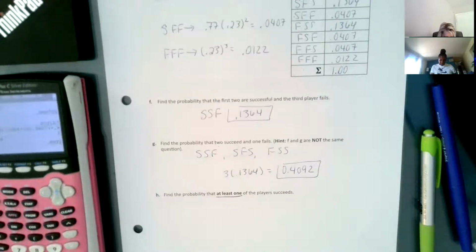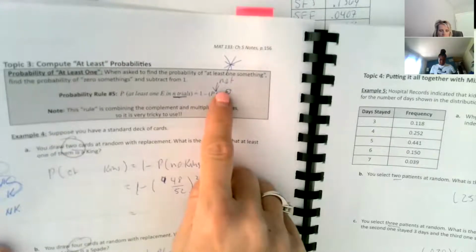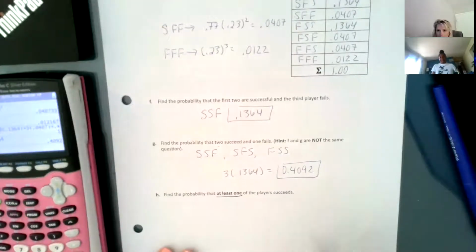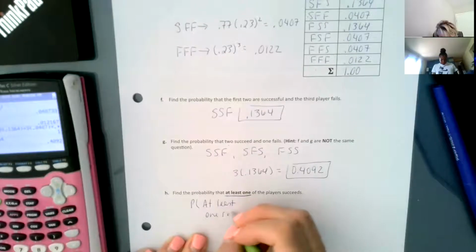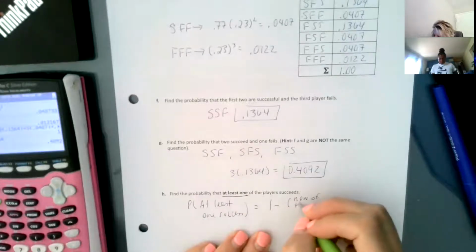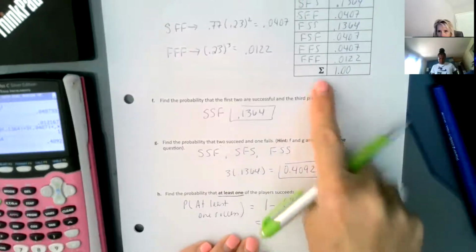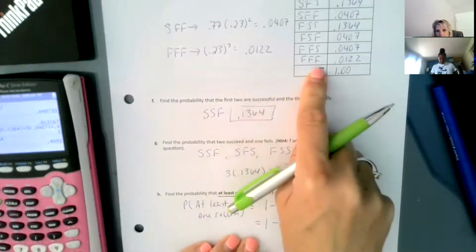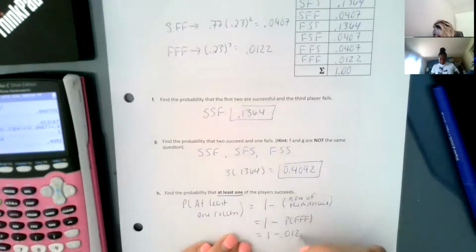The at least one rule is on page 156 in your course pack. So if we want to find at least one of some event, we're going to say one minus that event not happening in all of our trials. And we have three trials, right? So the probability of at least one success means we could say one minus none of them succeed. So we know where none of them succeed, right? That would be the FFF. So we can simply subtract that one situation where none of them succeed. So one minus the probability of failure, failure, failure, which is one minus 0.0122, which is 0.9878.